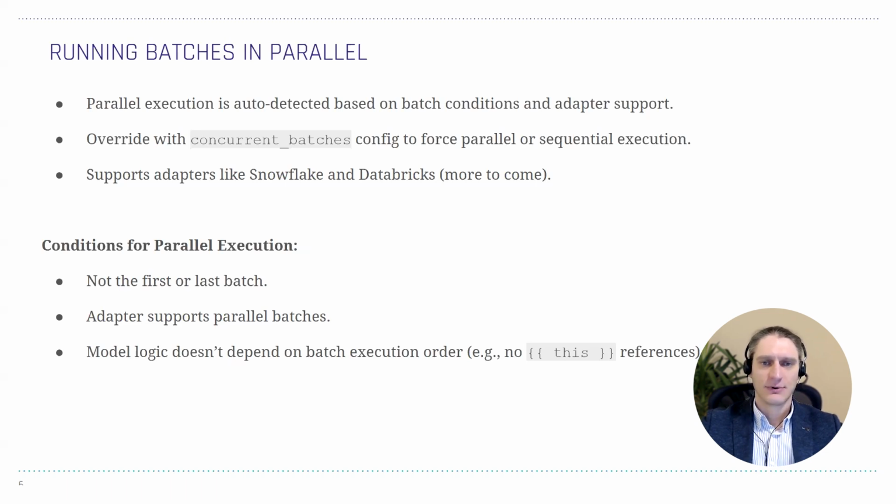Currently, parallel execution is supported by adapters like Snowflake and Databricks, and there are plans to expand support to more adapters in the future. Now, there are a few conditions that need to be met for the parallel execution. First, the batch can't be the first or the last in the sequence. Next, your adapter must explicitly support running batches in parallel. And finally, your model logic must be independent of the batch execution order. For example, if your model references this, which represents the current table being built, the batches will need to run sequentially to avoid conflicts.